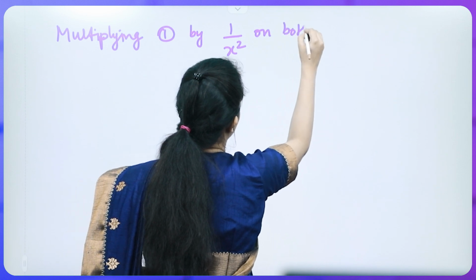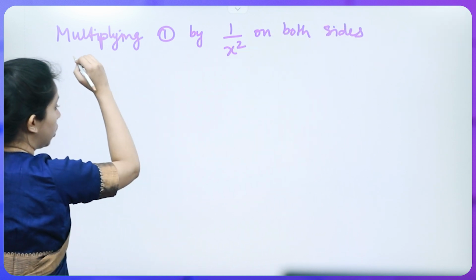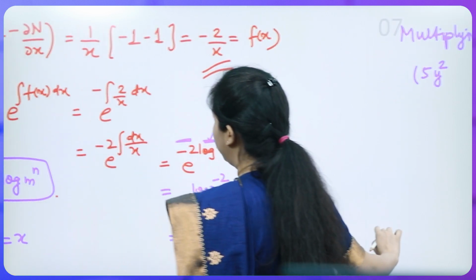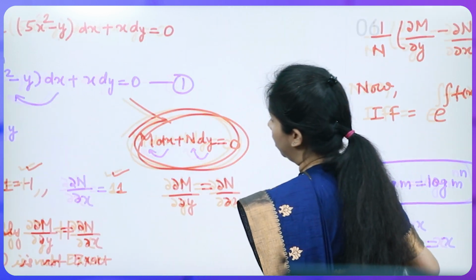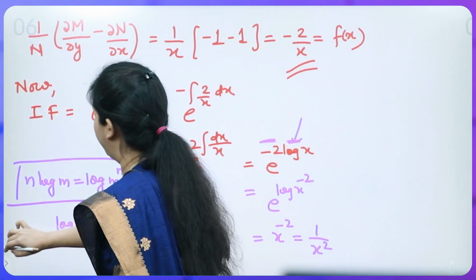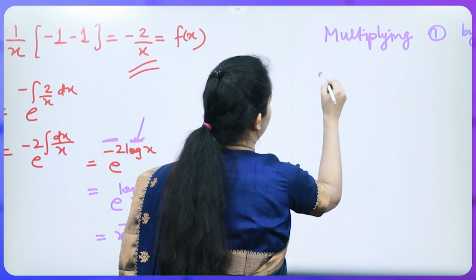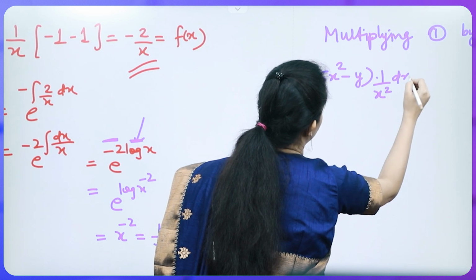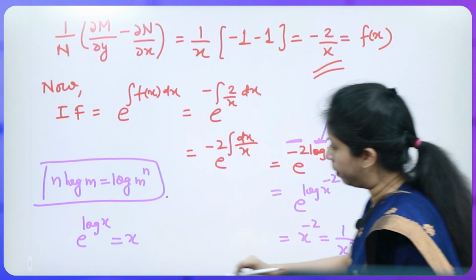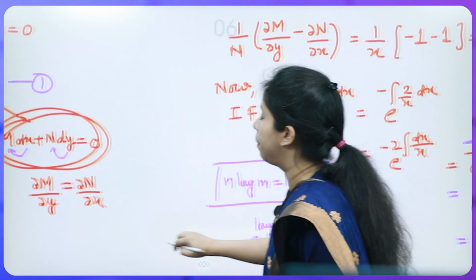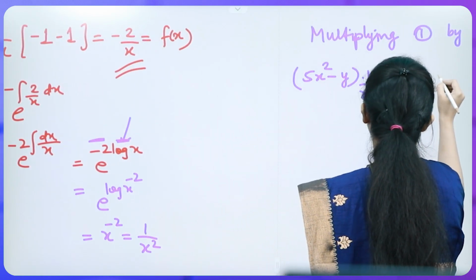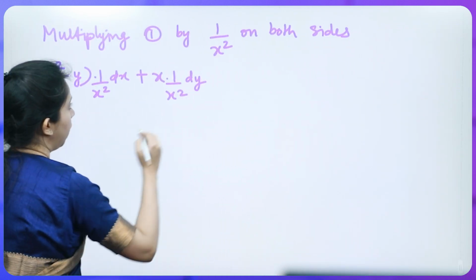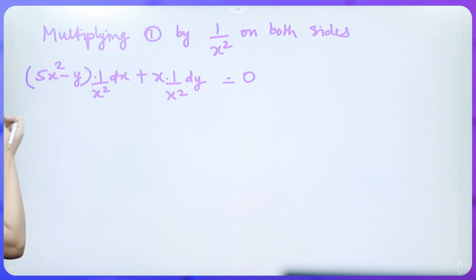Equation number 1, let me check. Equation number 1 is 5x square minus y, and we are multiplying it with 1 upon x square dx, and the next term is x dy. So, we have plus x into 1 upon x square dy, and for the right hand side we have a 0. So, 0 multiplied by any function is again 0.